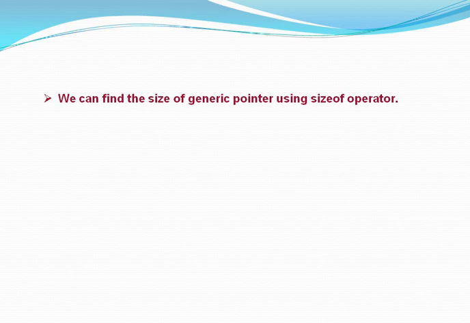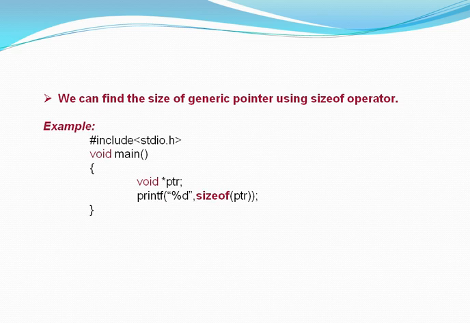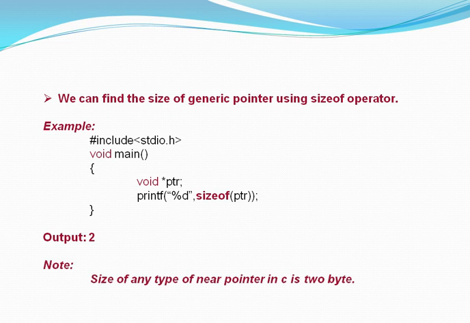We can find the size of a generic pointer using the sizeof operator. By using the sizeof operator you can print the size of any type of pointer variable. So what is the size of a pointer? We have size 2. Any type of near pointer in C is of 2 bytes. If we declare variables without any type, then the default type of pointer variable is near type. So the size of any near pointer in C is 2 bytes.